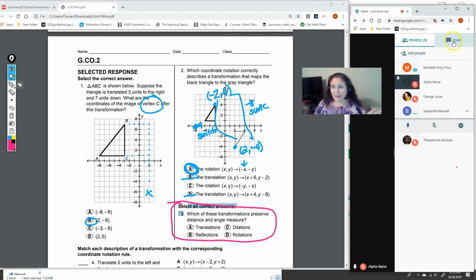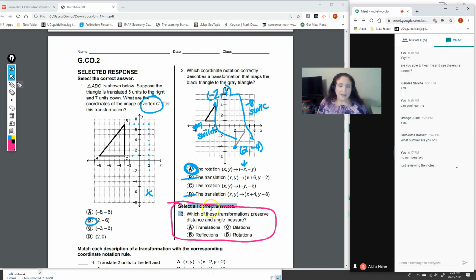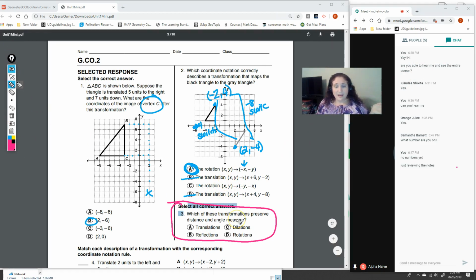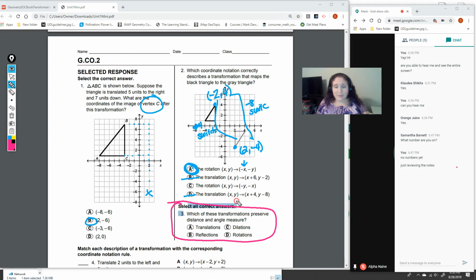Okay, so going back. Welcome, welcome, welcome. Those are the main things you have to pay attention to. Translations, dilations, or I'm sorry, not dilations. Dilations is the only one that doesn't preserve angle measure and distance. So it would not be choice C. So it would be A, B, and D.